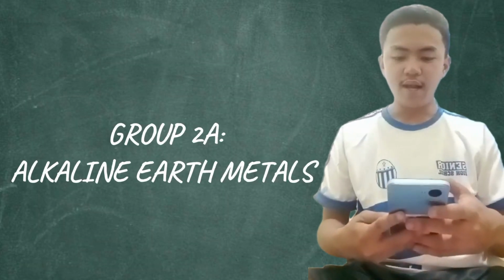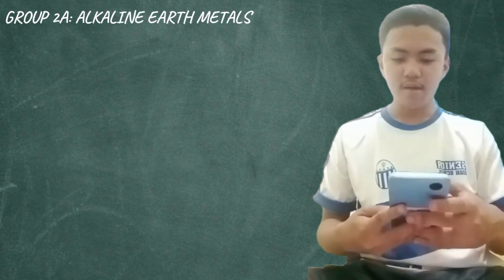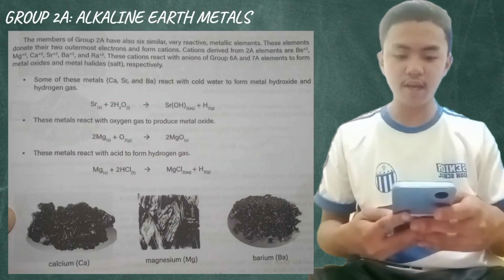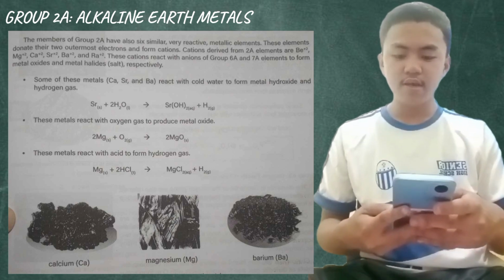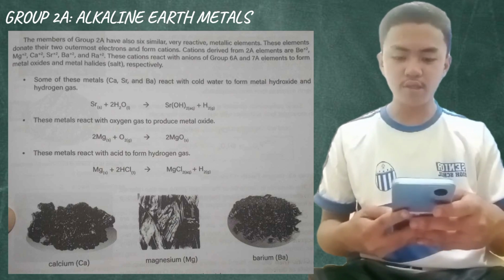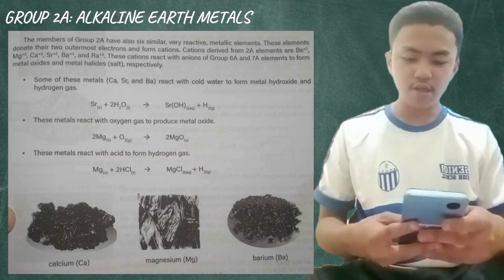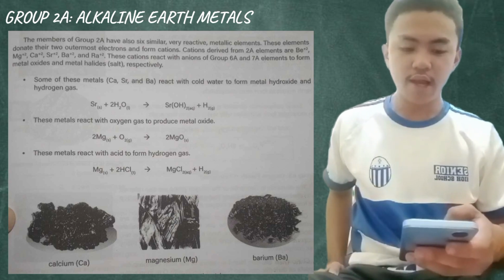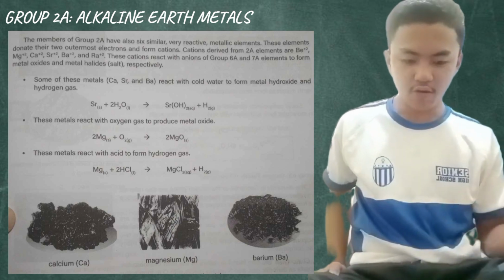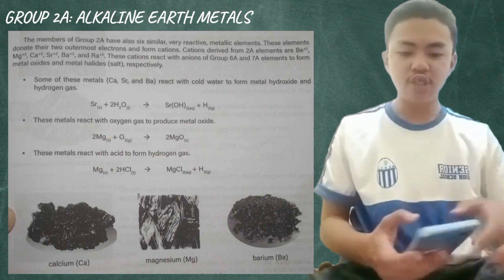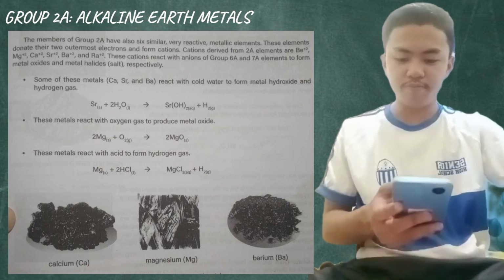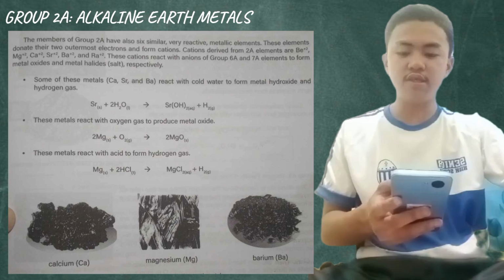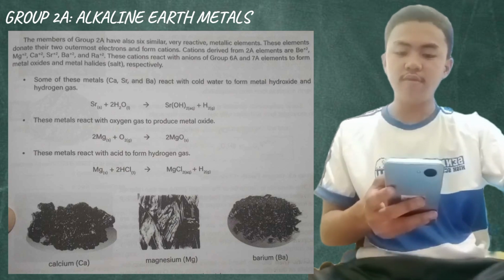Group 2A, alkaline earth metals. The members of Group 2A are also similar, very reactive metallic elements. These elements donate their two outermost electrons and form cations. Cations derived from 2A elements such as beryllium, magnesium, calcium, strontium, barium, radium. These cations react with anions of group 6A and 7A elements to form metal oxides and metal halides.